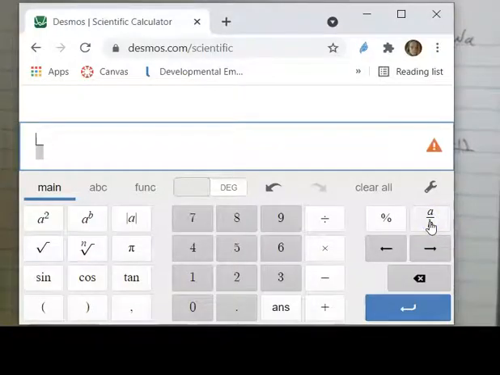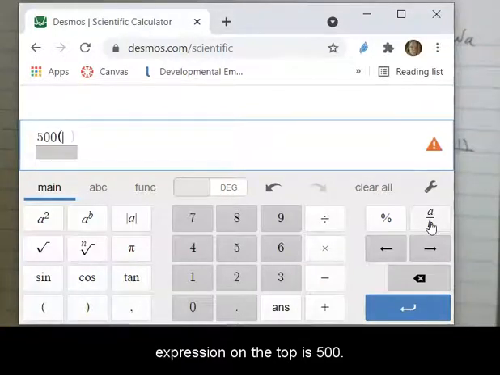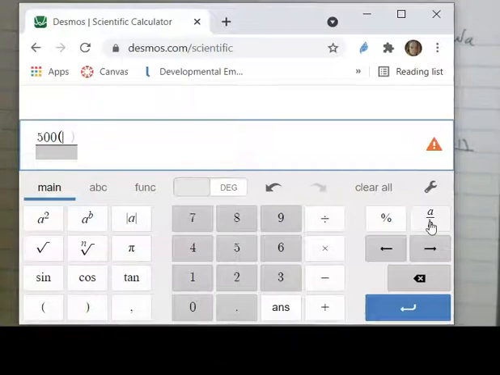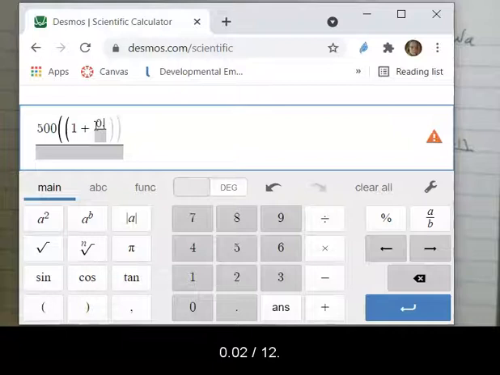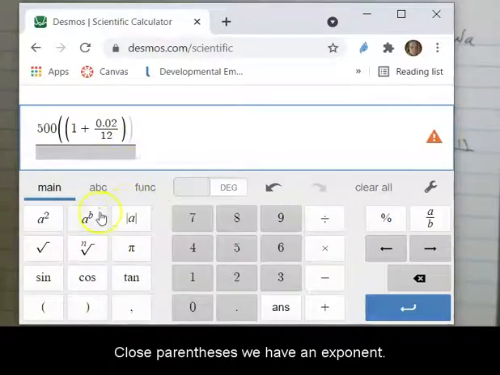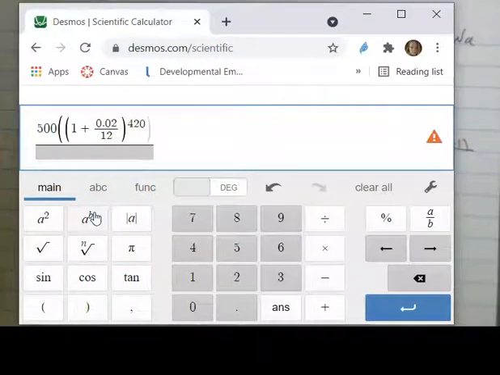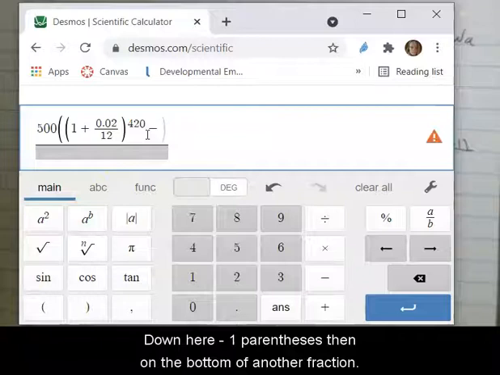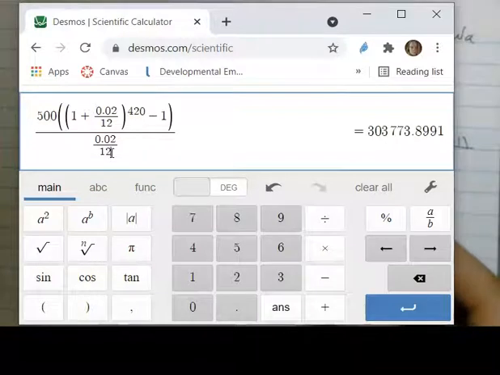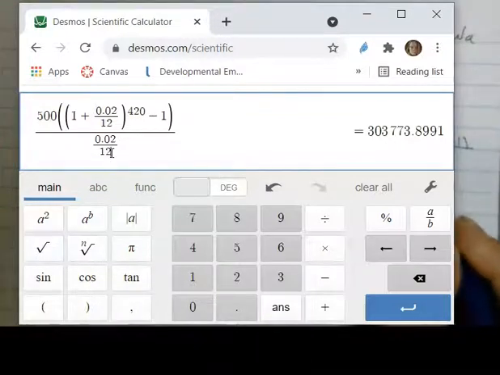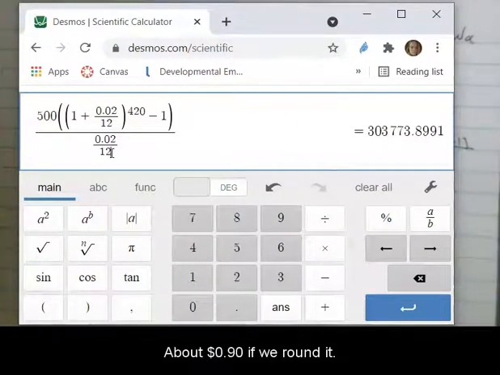So we have a fraction. The expression on the top, which is 500, parentheses, 1 plus another fraction, so our R, 0.02 over 12, close parentheses, we have an exponent, 420, click down here, minus 1, close parentheses, and then on the bottom, we have another fraction, 0.02 over 12. Okay, so this expression simplifies to 303,773 and about 90 cents if we round it.